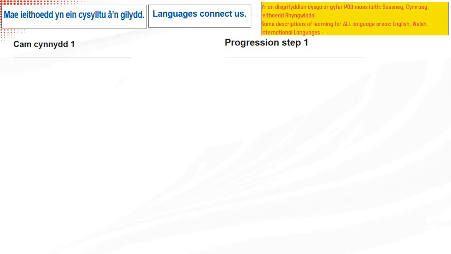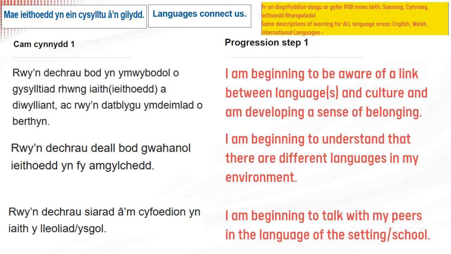So the first statement of what matters, languages connect us. These have the same descriptions of learning for all language areas. So the steps we're going to look at now, the progression step descriptions of learning, they all are exactly the same, whether it's English, Welsh as an additional language or a first language, and international languages. So at progression step 1, hopefully familiar through teaching English and Welsh, these are the expectations for children in progression step 1.